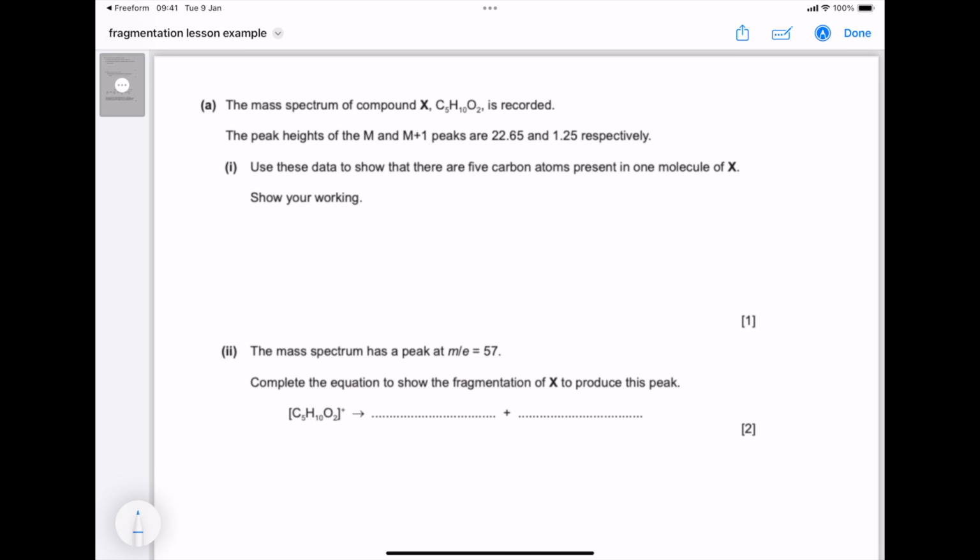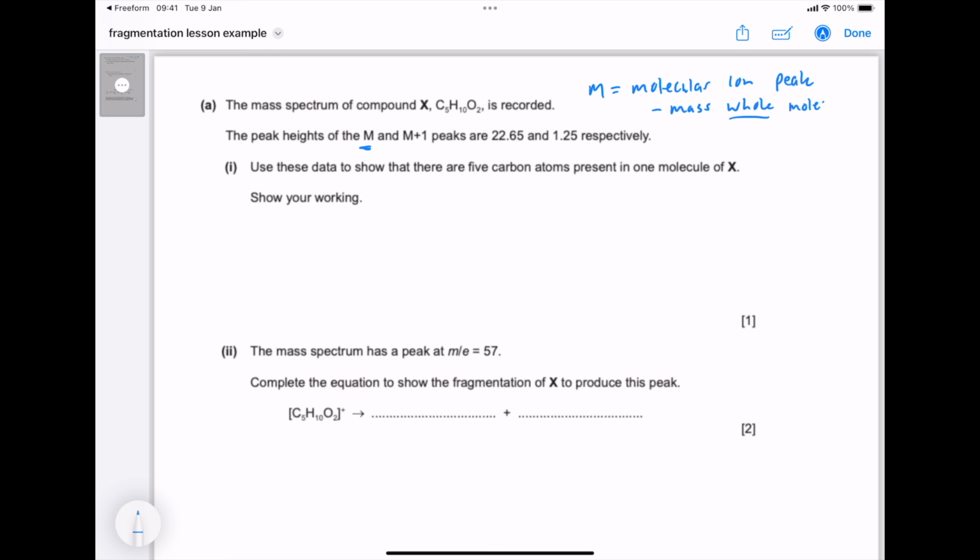It says the mass spectrum of compound X, C5H10O2, is recorded. The peak heights of M and M+1 are 22.65 and 1.25 respectively. Use the data to show that there are 5 carbon atoms present in one molecule of X. So I think a good point would be to discuss what M means. M is the molecular ion peak. And quite simply, it represents the mass of the whole molecule.